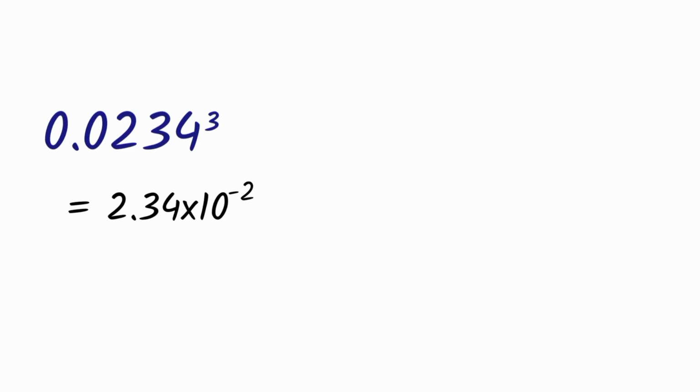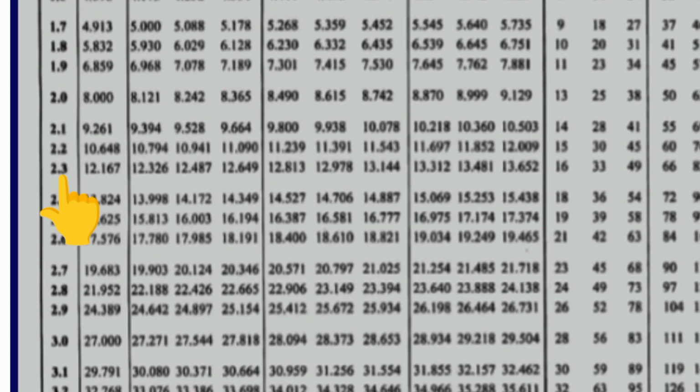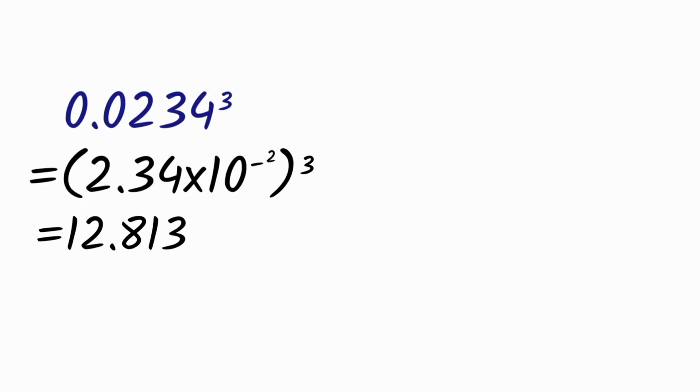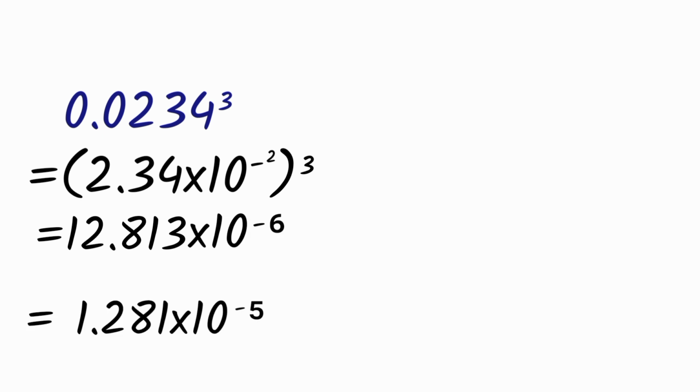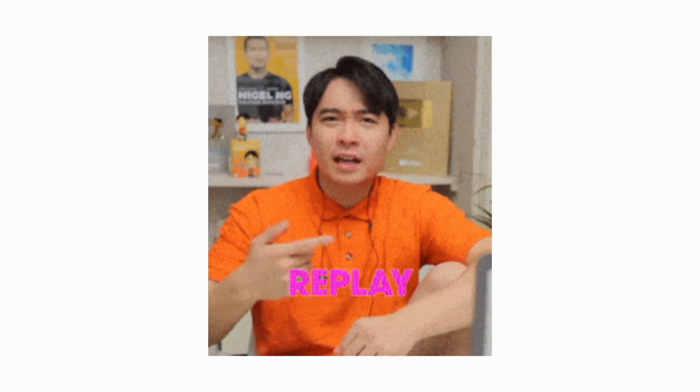So our example becomes 2.34 times 10 to the -2, everything cubed. 2.34 cubed on a mathematical table is this. 10 to the power of -2 cubed is the same as 10 to -6. And this is our final answer. Again, be free to replay that section of the video to get the best out of it.